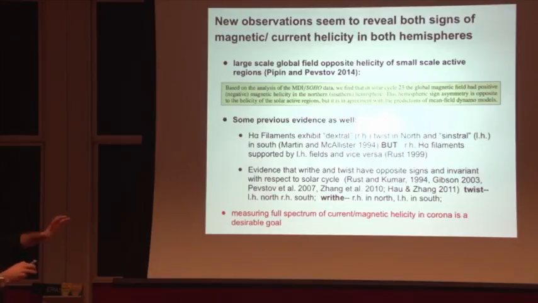So the dual sign of twists and such is something that's predicted to happen as a consequence of all this helicity business, because you get both signs in both hemispheres, with the large scale in the southern hemisphere having the opposite sign as the large scale in the northern hemisphere, and the same reversal for the small scale fields.